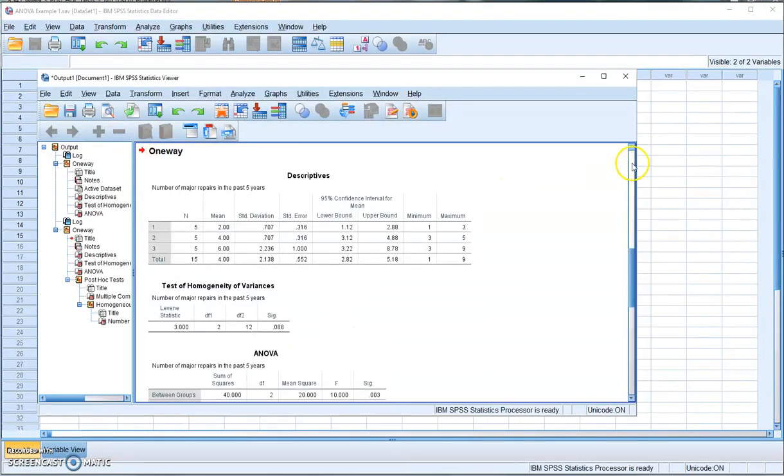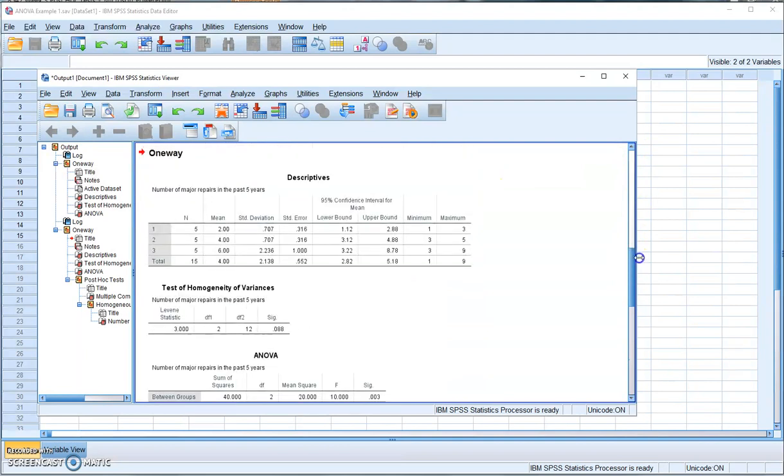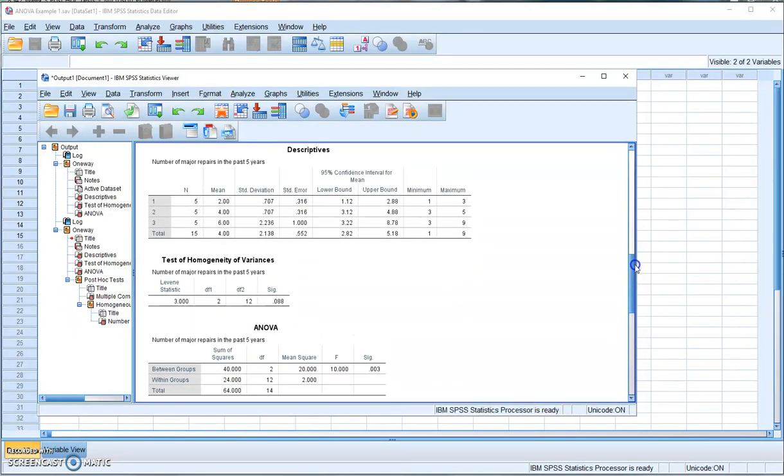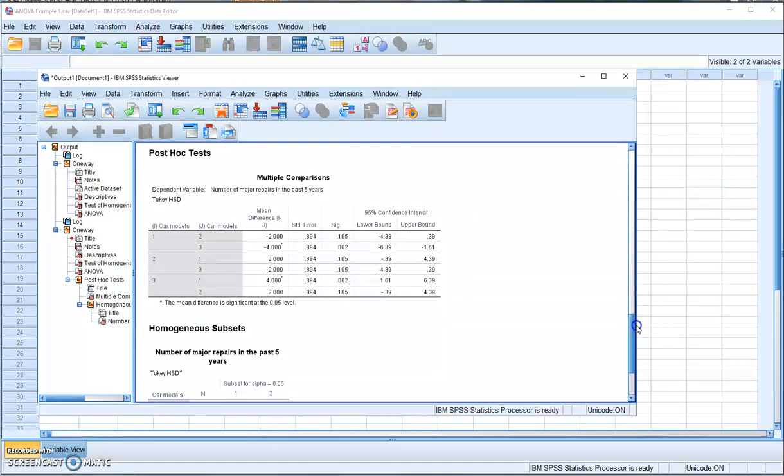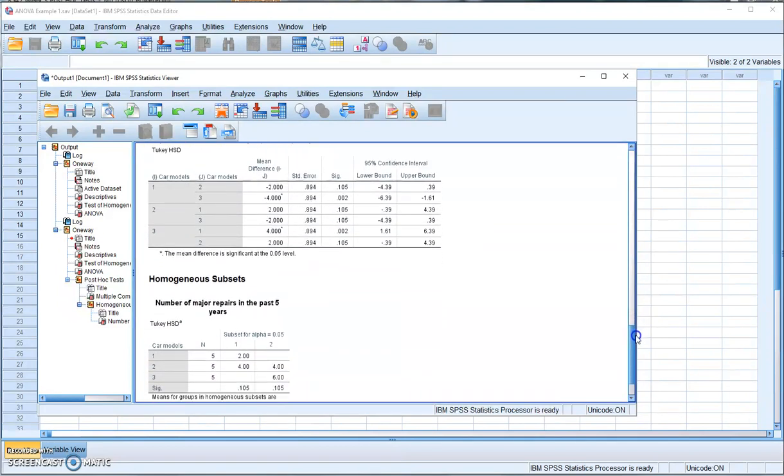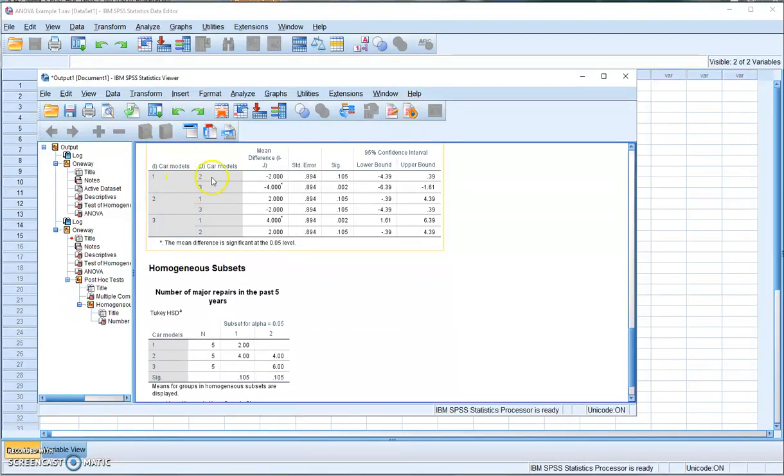Okay, here is our output. This is the ANOVA part of the output, and here is the post hoc test. You can see that we have the group mean differences listed here. The negative values just depend on which mean goes first and which mean goes second. So for 1 versus 2, if you put model 1 first, it's -2. But if you go to model 2 versus 1, you have 2. So you have 50% of the table that's redundant information.